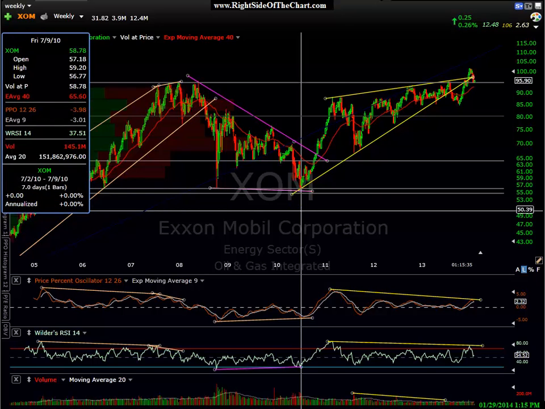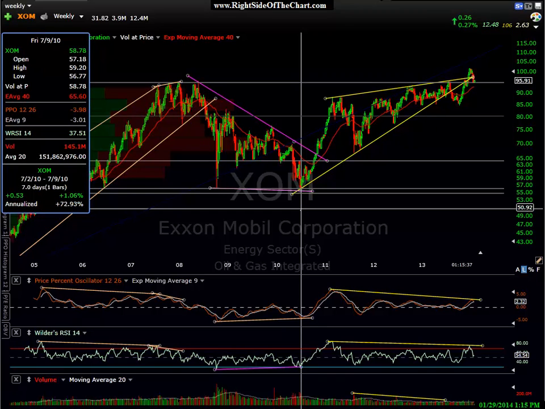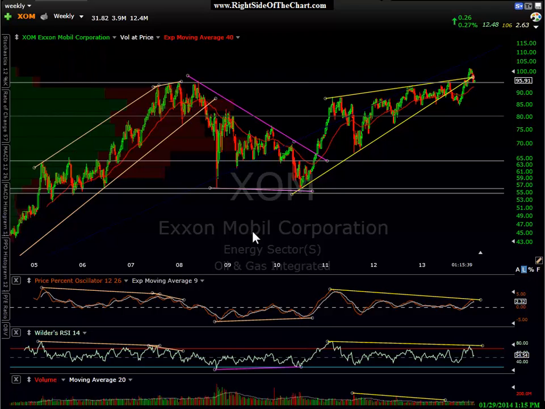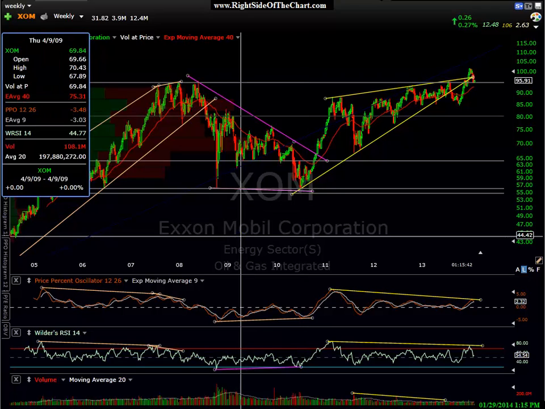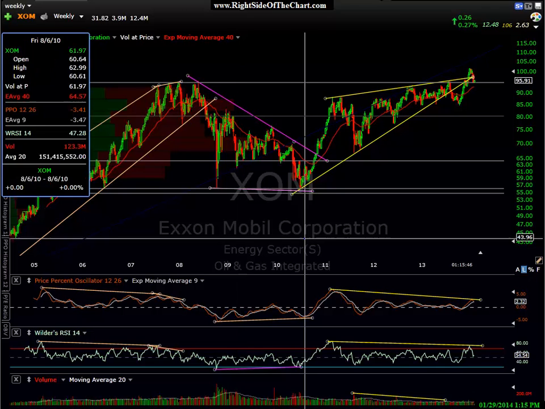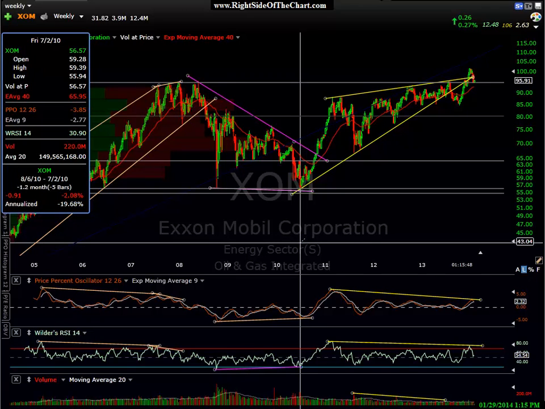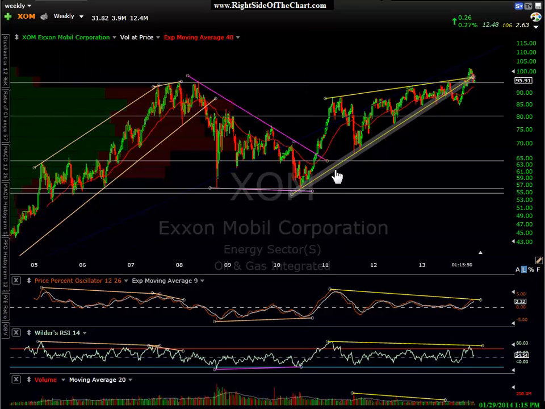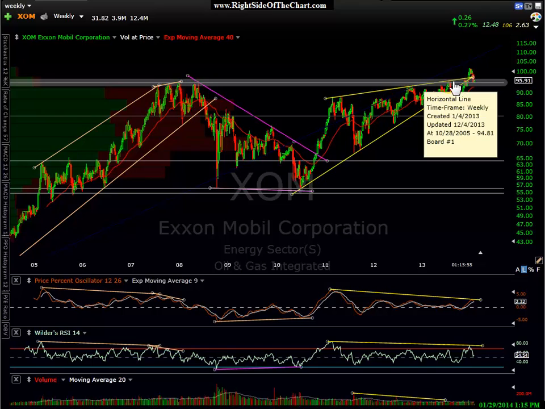Exxon Mobil, unlike most big stocks, especially the top holdings in the S&P 500, most of which bottomed back around March of 2009 when the market bottomed and the last bear market ended, happened to put in its final low in mid-2010. So what we're looking at here is a pretty well-defined uptrend line, this rising wedge pattern that I've been highlighting.